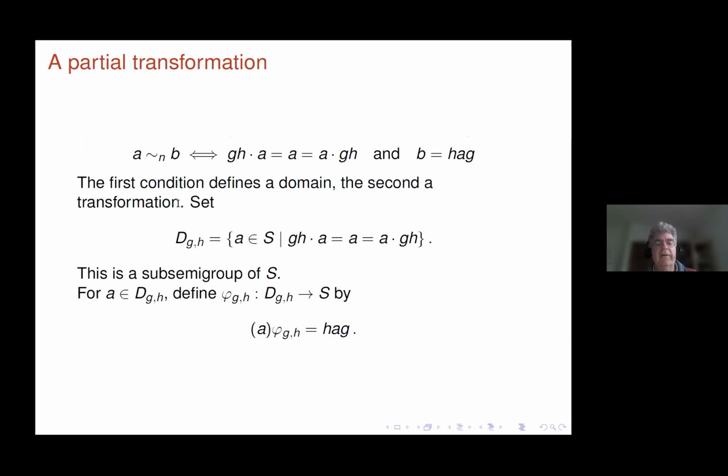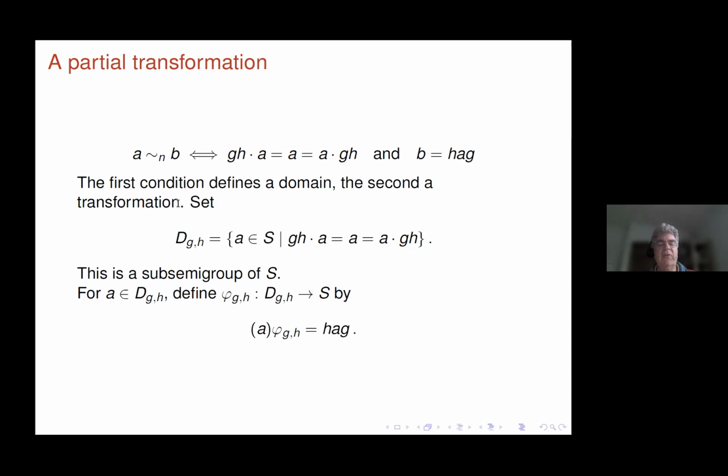So 2 elements in a semigroup are naturally conjugate if and only if for some G and H out of S1, the first condition is that GHA and AGH are both equal to A. So GH acts like an identity element when it's applied to just A. And the second condition is that B is HAG. That's the one that looks like a conjugation in the classical sense. Now, the way to think about this is to think about that first condition as defining a domain, and the second condition as defining a transformation on that domain. So here's how we'll do that.